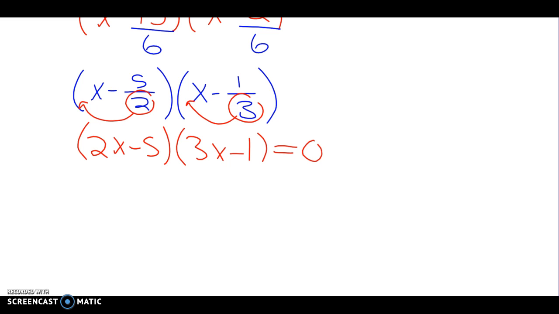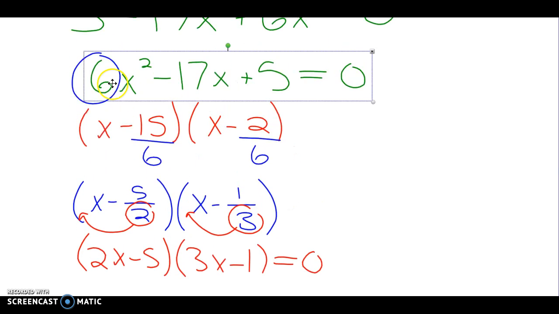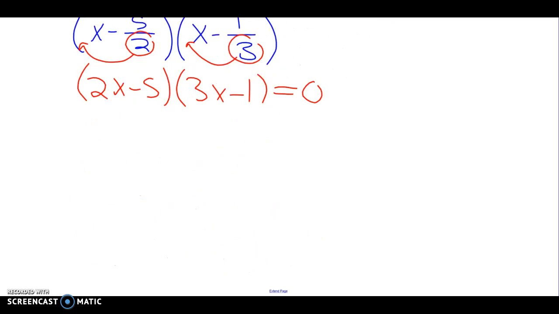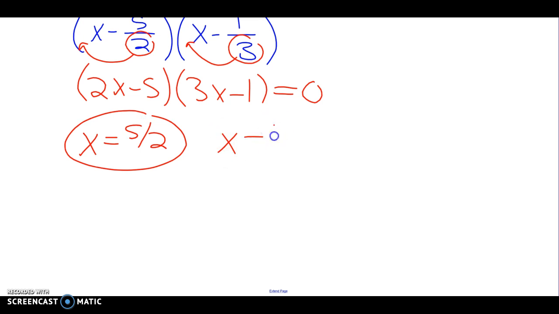But this is technically factored. In other words, if I FOILed this back out, 2x times 3x would take me back to 6x squared. So these are the factors, so I would show the bottoms up, but now to solve it, we just set them equal to 0. We're going to go back to where we came from. So add 5 over divided by 2 is 5/2. Add 1 over divided by 3 is 1/3. So those are your two answers.